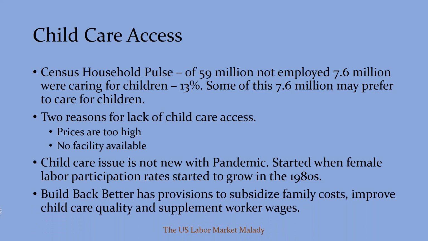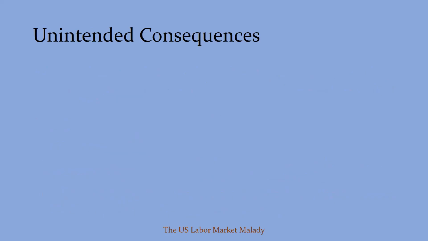The current proposed Build Back Better America bill has provisions to limit eligible family payments to 7% of income, finance quality improvements, and to help supplement child care worker pay to induce more child care workers to work at facilities. On the surface, this seems to be a comprehensive proposal that addresses both the supply side and the demand side. However, there could be unintended consequences.